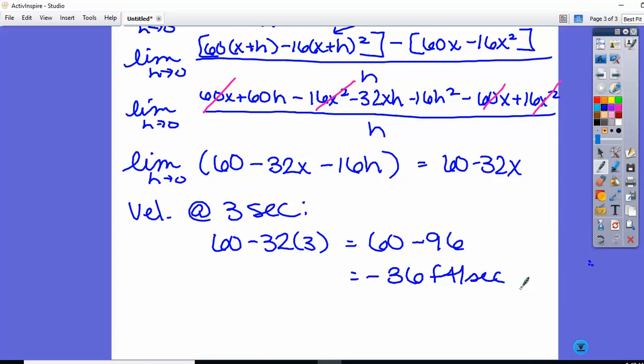So, what was that thing? Velocity is like speed with direction. So a positive velocity means it's going up, negative velocity is going down. Questions there?